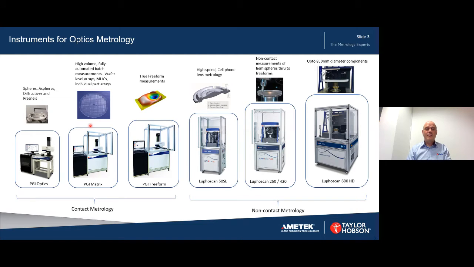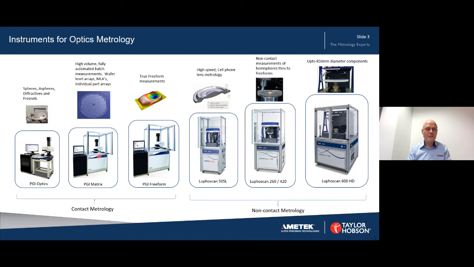Moving up from that, we go to the PGI Matrix. Now the PGI Matrix builds on the PGI Optics, and that gives you the ability with automation, with the addition of a Y and a rotary stage, to measure volume parts, i.e. we can do wafer level lens arrays, we can pick out individual lenses or measure every lens on an array. We can do micro lens arrays, or we can indeed do batch arrays or batches of parts, okay?